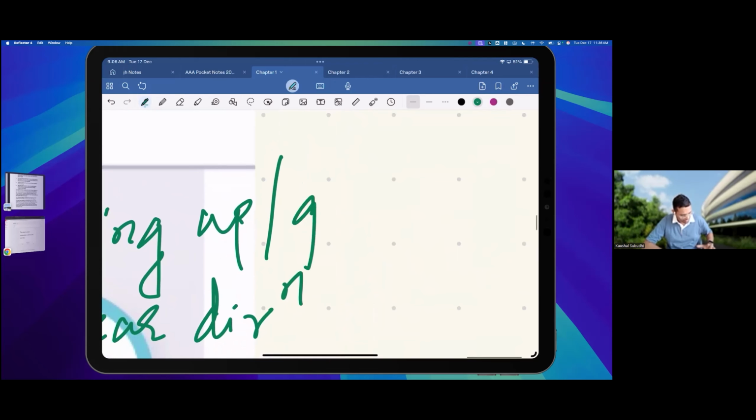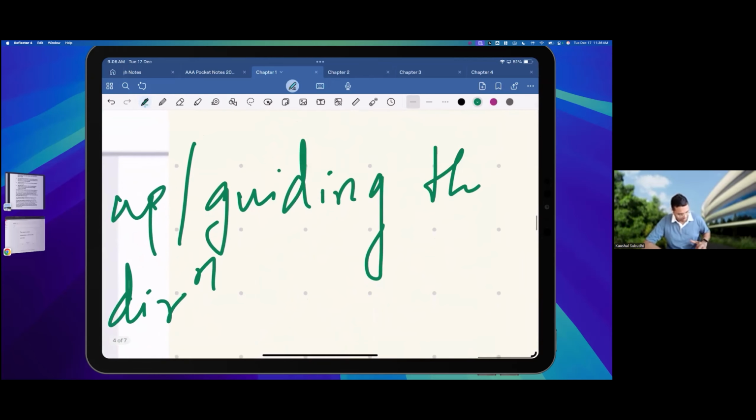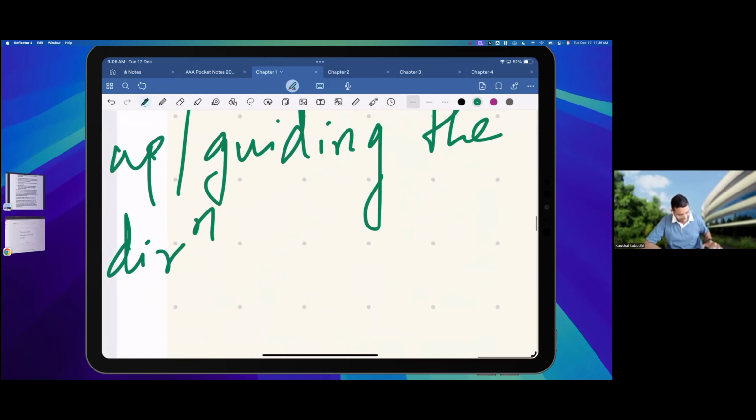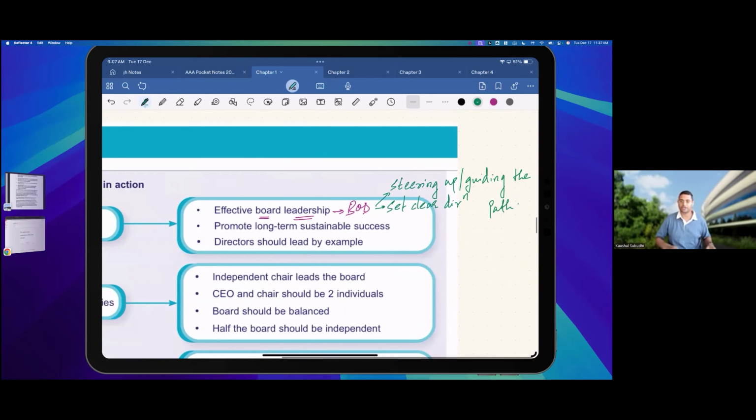Or guiding the movement, or they're guiding the path for the company to go, right? So they are steering, guiding the path for the company's movements. What are the steps the company is going to take? So, setting up a clear direction and guiding the company to move towards the long-term goals and get those objectives achieved. Promote long-term sustainable success.